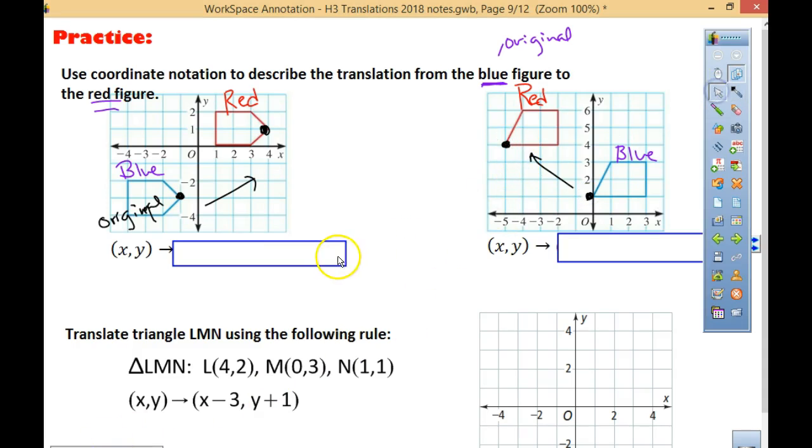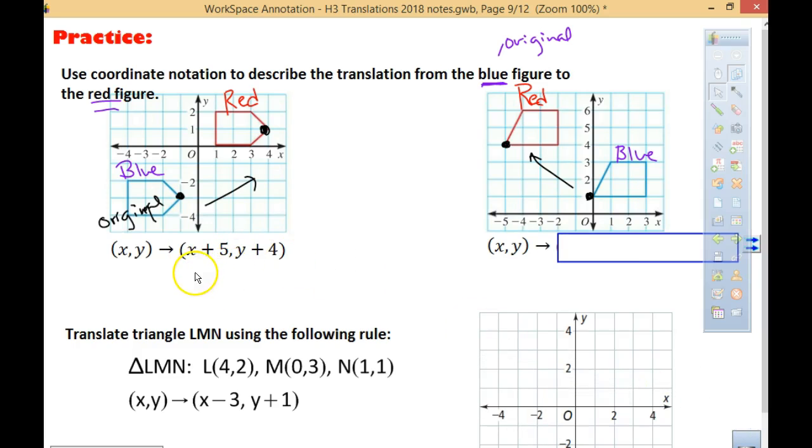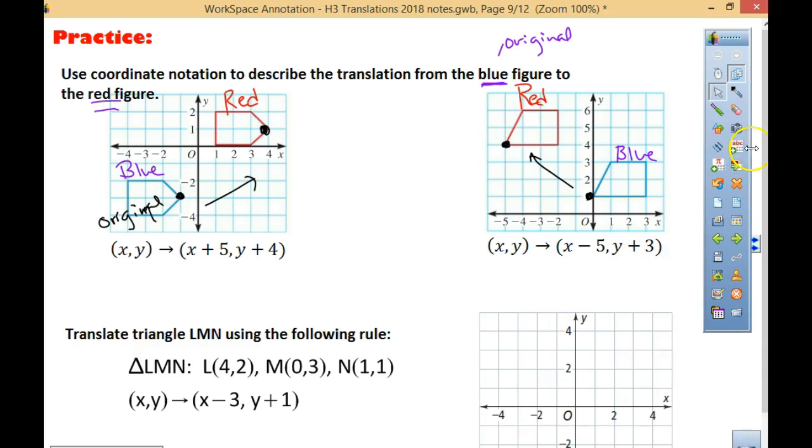First one, someone want to tell me what you had? Jaden, what do you have? 5 and 4. So when we do it, we can't put just the 5 and 4. We have to put x, so when you read yours, we want to read it as the ordered pair: x plus 5, y plus 4. Hayden, you got the second one? Yeah, x minus 5, y plus 3. Okay, making sense to everyone?